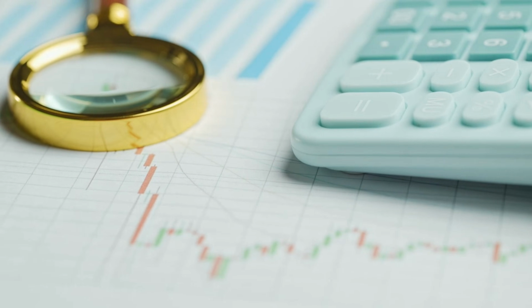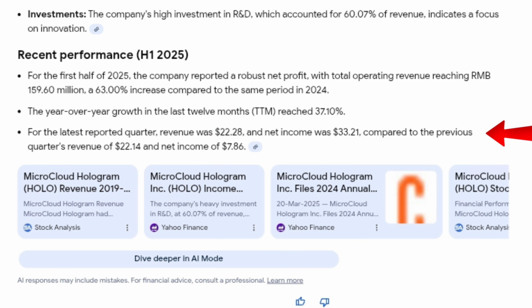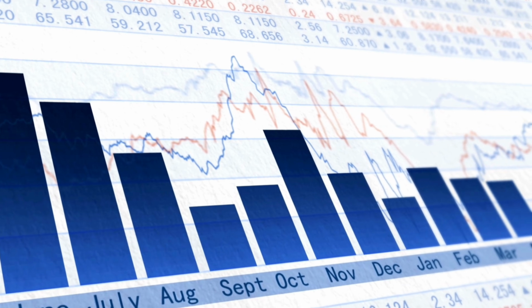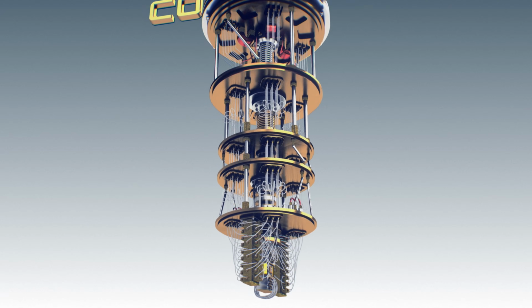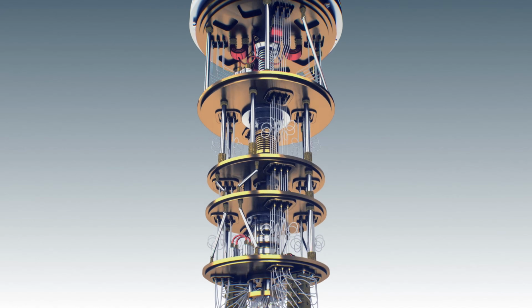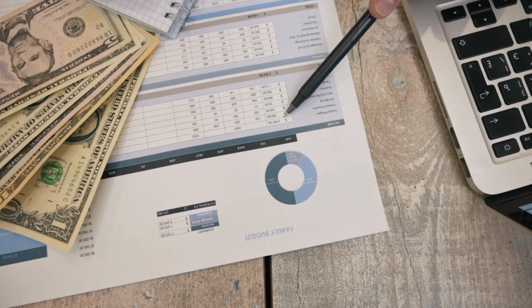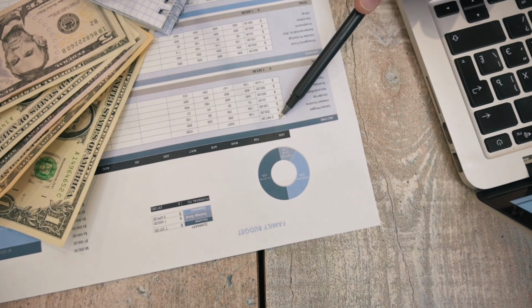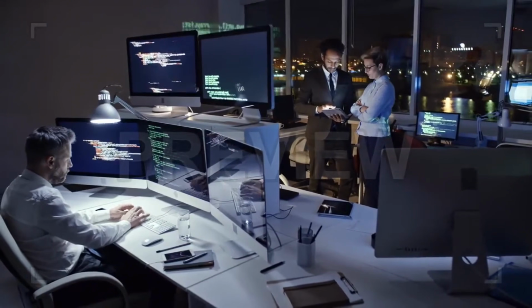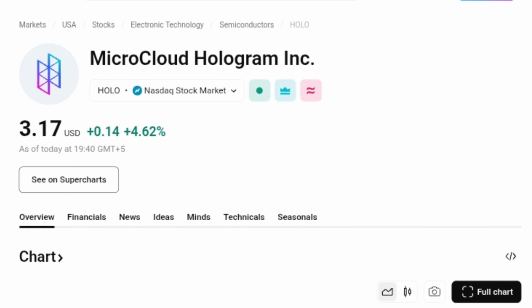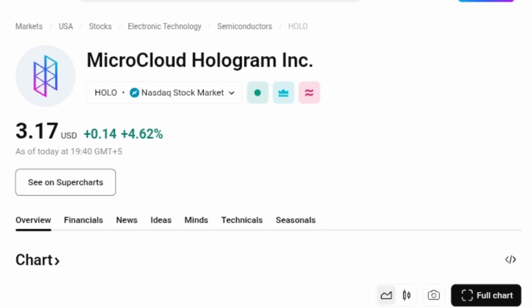In their most recent quarter, the company reported revenue of $22.28 million and an impressive net income of $33.21 million, skyrocketing from the previous quarter's net income of just $7.86 million. This type of explosive bottom-line growth suggests Microcloud isn't just building futuristic technology. It's already monetizing products and scaling commercial operations effectively. When you combine this financial momentum with the advantage of being in an underserved technological niche, Microcloud becomes one of the strongest sub-$5 quantum-related stocks in the market.